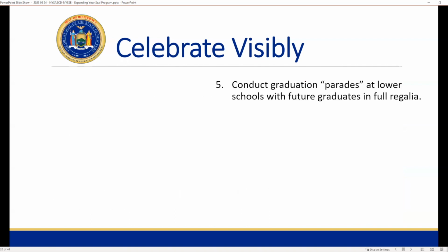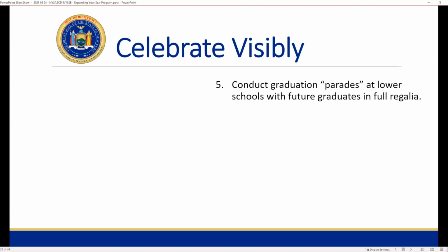Some of the things that I've also seen, and this is one we did at my prior district, is the school would conduct graduation parades at lower schools with future graduates in full regalia. So in those last couple days of high school, when elementary and middle schools are still in session, our schools would put our graduates into manageable groups and they would bus them over to the other school. The students would be wearing their full graduation garb.